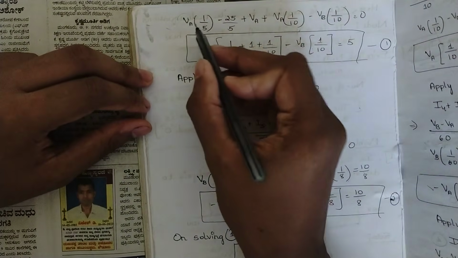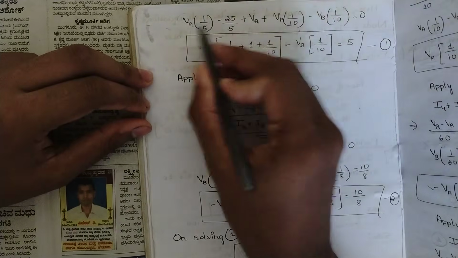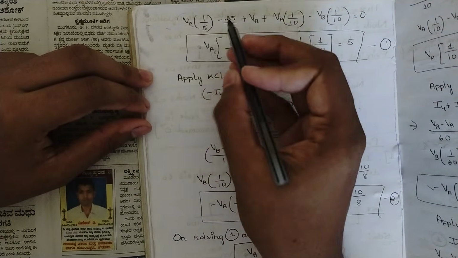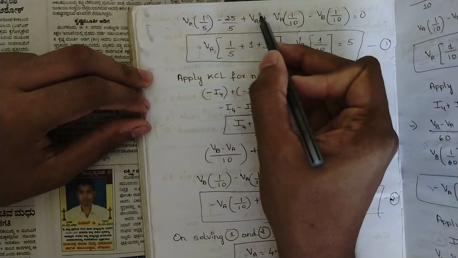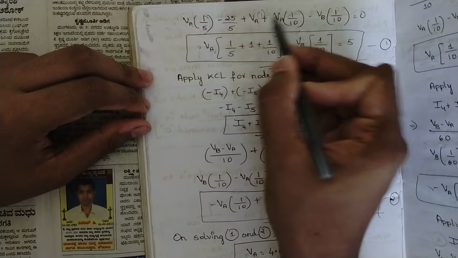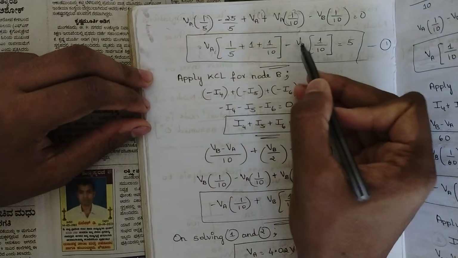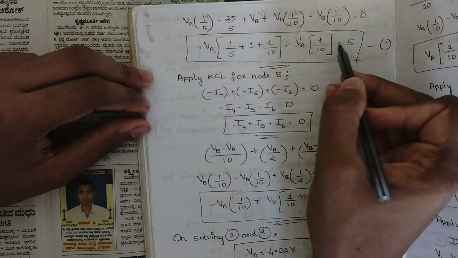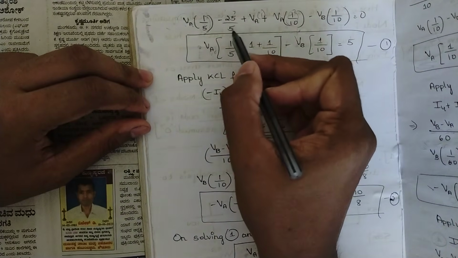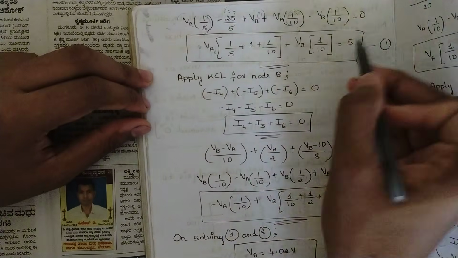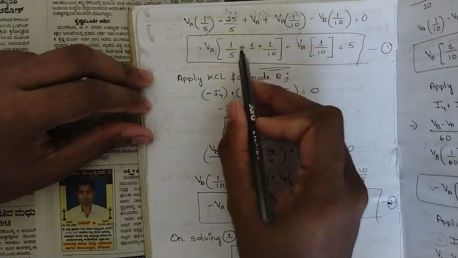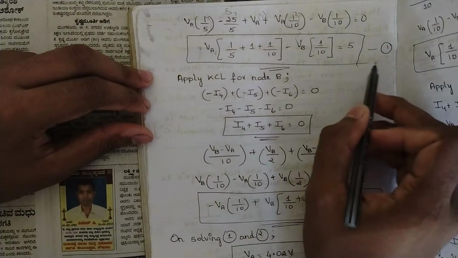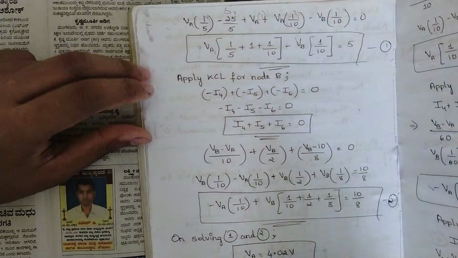Then group all the VA terms. We have 3 VA terms, take VA common, along with the 3 coefficients: 1 by 5, 1, and 1 by 10. Add them up. Minus VB into 1 by 10 is equal to 25 by 5, which is minus 5. If you bring it to the other side, it would be plus 5. Like this, we got one equation completely in terms of the voltages. Name it as equation 1.